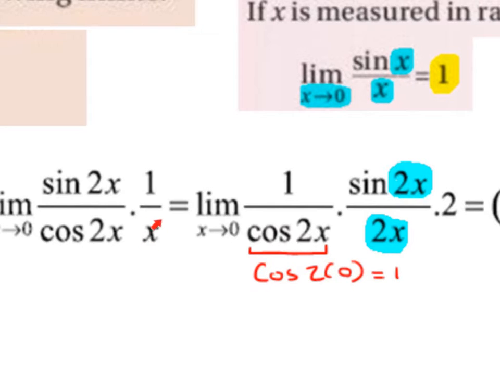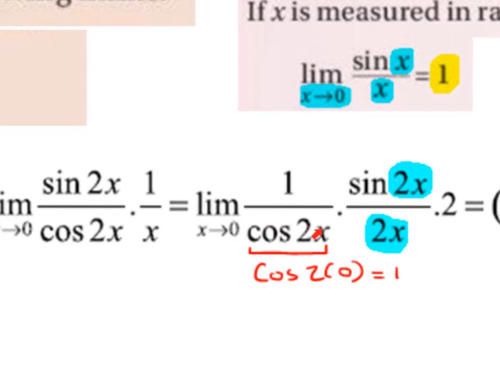And we originally had x, but we're going to stick on a 2. Now remember, multiplying a number by a letter, you stick them together. So what you've really done here was multiplied the denominator, which was x, by a 2. Now if you multiply the bottom by 2, you must multiply the top by 2 so that the value doesn't change. So we multiply the numerator by 2, which would be really 2 over 1, or you can just write 2. So we have 1 over cos 2x multiplied by sine 2x over 2x multiplied by 2.